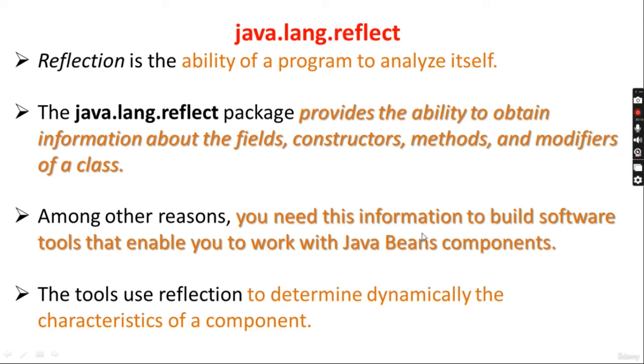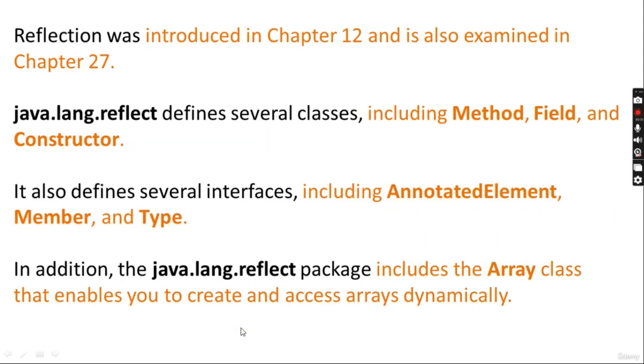Among other reasons, you need this information to build software tools that enable you to work with Java Beans components. We have not seen Java Beans yet, so we will see them in an upcoming session. The tools use reflection to determine dynamically the characteristics of the component. Reflection was introduced in chapter 12 and is also examined in chapter 27.